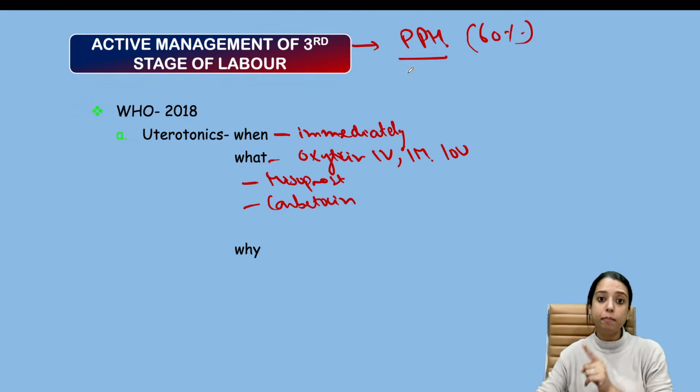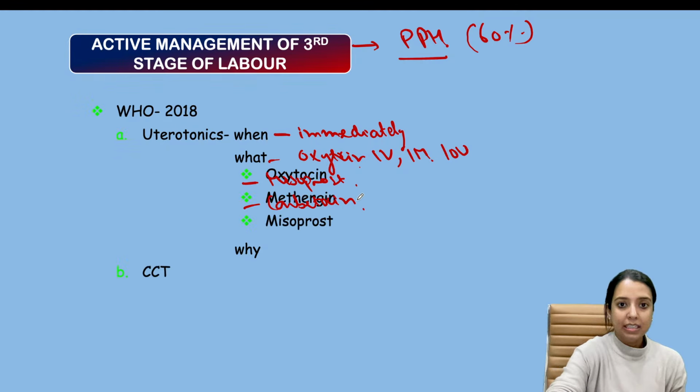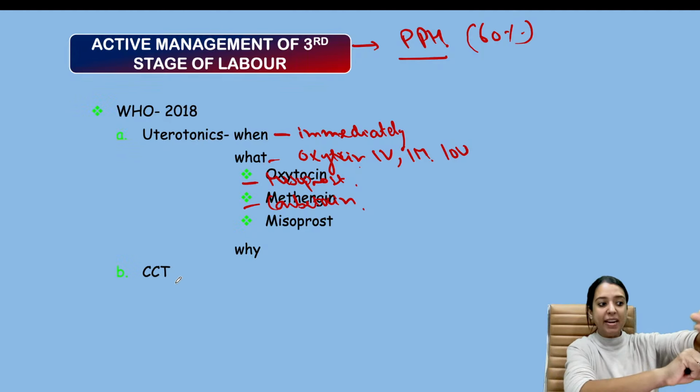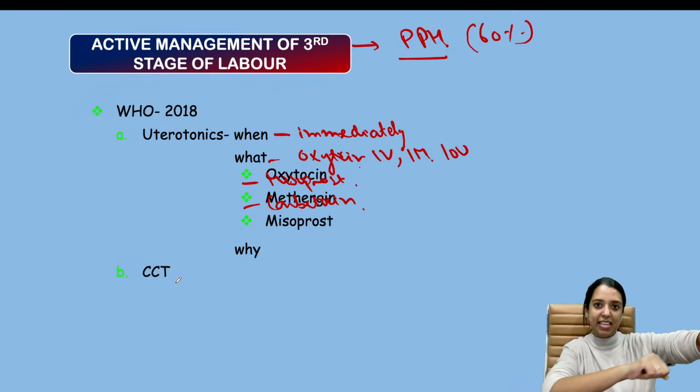AMTSL में आप PPH, you are preventing it. So prevention we have oxytocin, misoprostol, carbetocin. ठीक है. Third thing is controlled cord traction. ठीक है. Keep one hand on the uterus, one hand on the cord. Maintain traction. Don't pull. If you pull, it will be inversion. Just maintain the traction. Controlled cord traction.